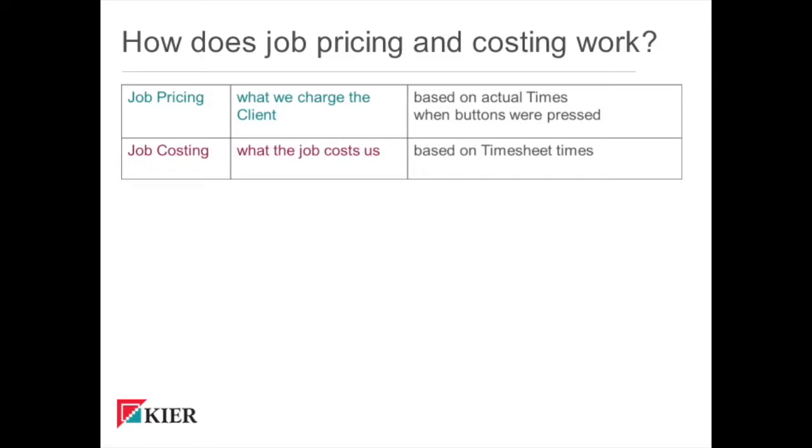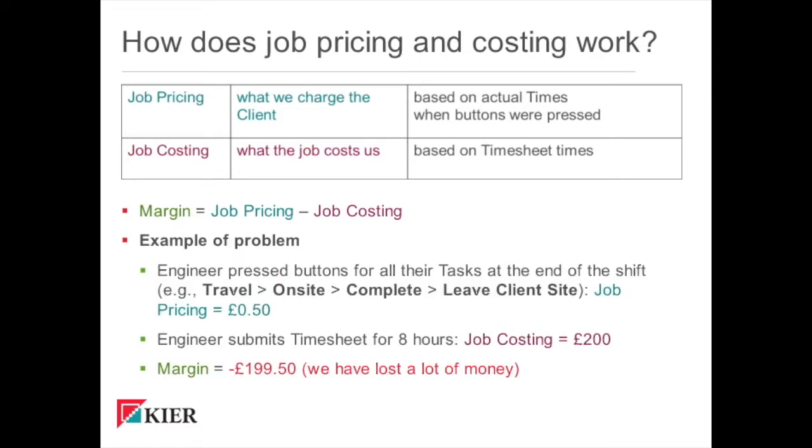Okay, to illustrate this problem, we need to understand what's used to price the task for the client and what is used to work out the cost to the business. Job pricing is worked out from the times generated from the tablet when the buttons are pressed. So if the buttons on the tasks are all pressed at the end of the shift, we can't price the jobs correctly. In this example, it looks like only 50p's worth of work has been done today.